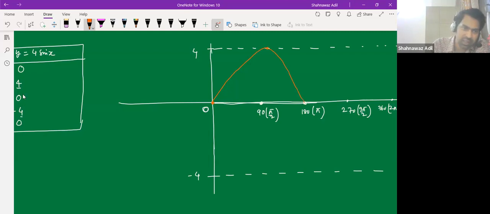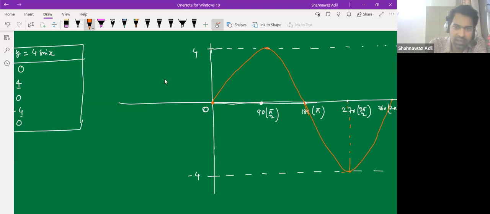And then again at 270 we go to minus 4, right? So minus 4. And then again at 360 we go back to 0. So this is the graph of 4 sine. This we have done several times.